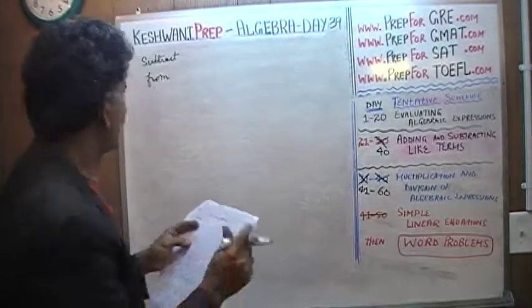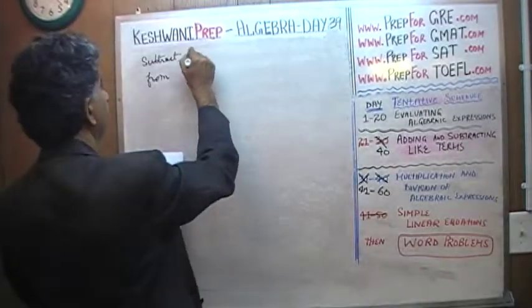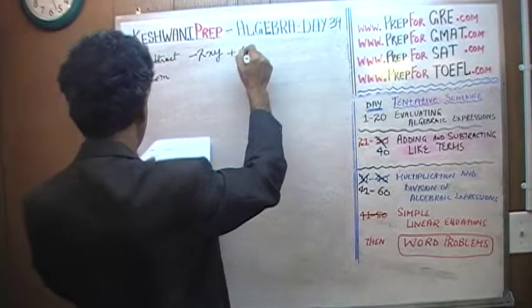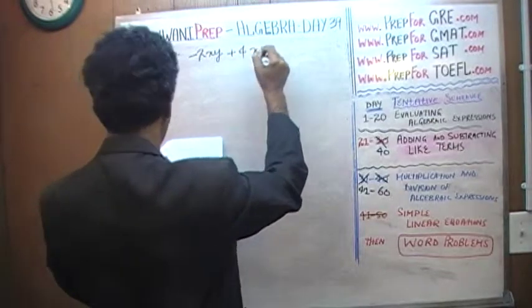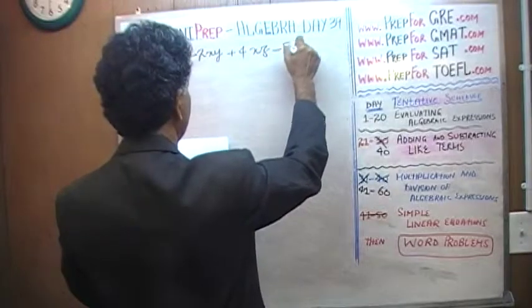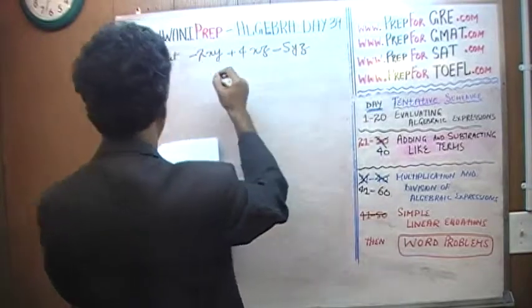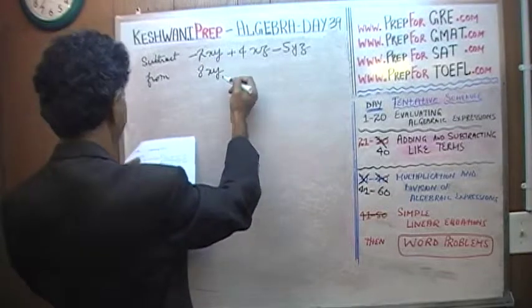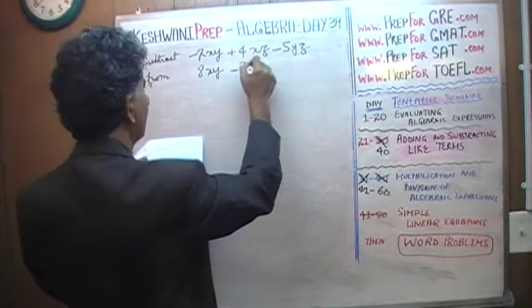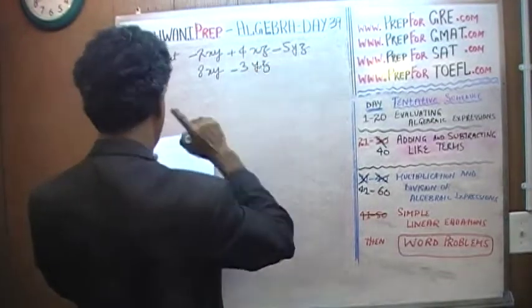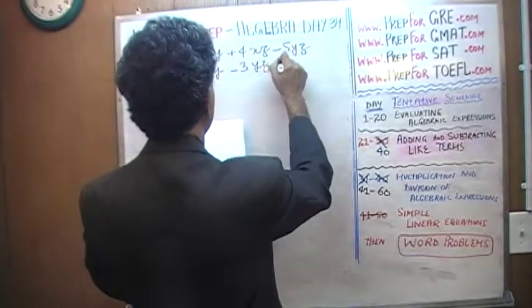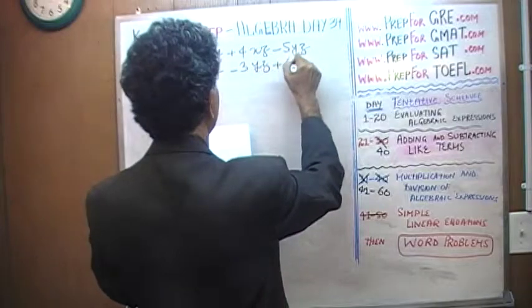We are asked to subtract negative 2xy plus positive 4xz minus 5yz from 8xy minus 3yz plus 6xz.